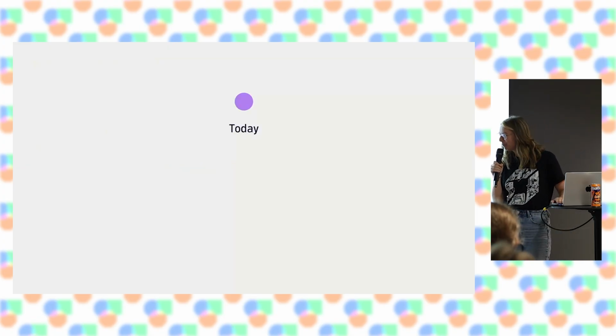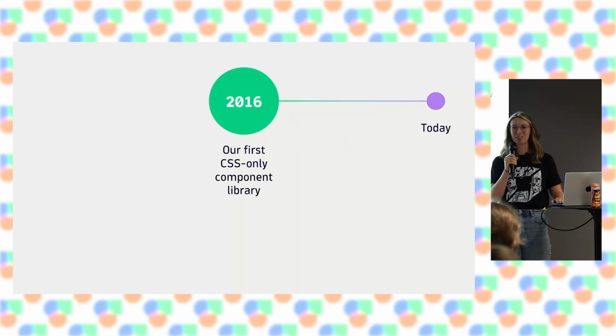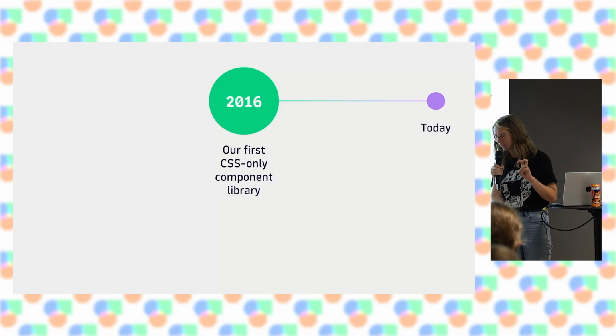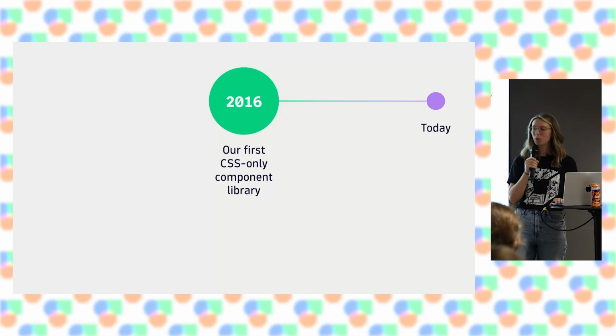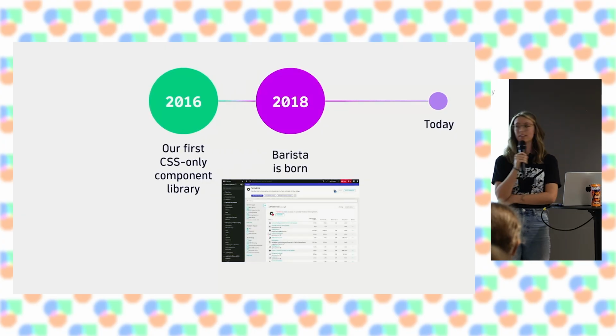So, funnily enough, pretty similar to George Design System. I saw a lot of similarities. So in 2016, we started off with our first CSS-only component library, quote unquote. Of course, it was not as full-fledged as design system component libraries are today, but it basically set the cornerstone for all of our future design system investments, which was in 2018 Barista.